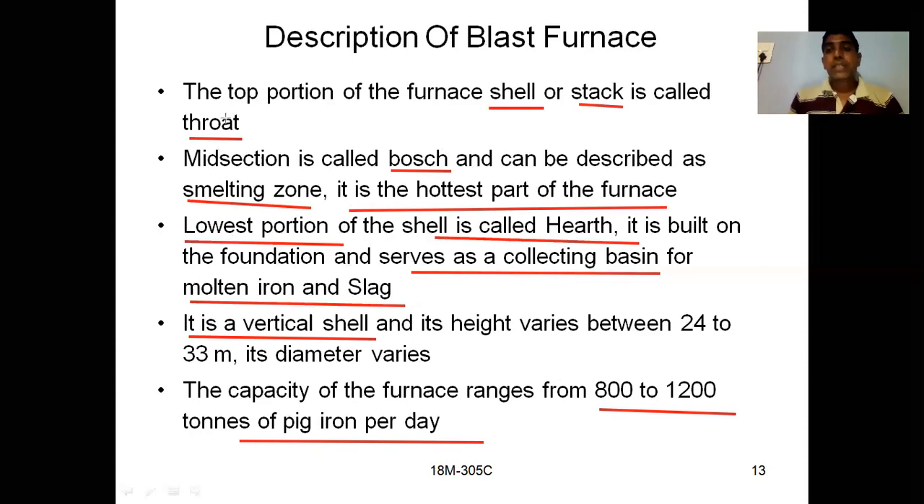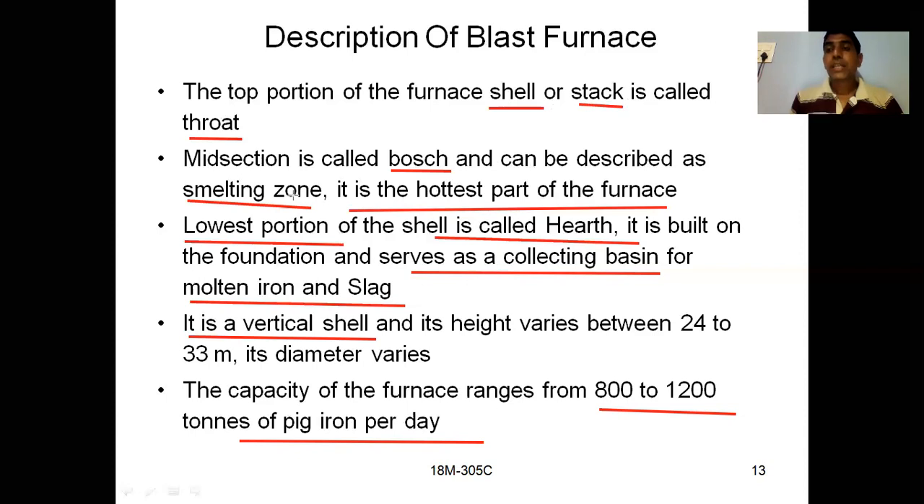What are the things we have discussed? I will repeat once again. First we have to describe the construction details of a blast furnace, how the blast furnace looks. What is the shape of a blast furnace? It is like a vertical shell. The top portion of the shell, the stack, is known as the throat, and the middle section of the shell is known as the bosh, which can be described as the smelting zone.